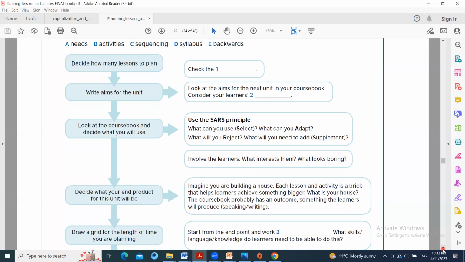You can say, check the what? We need a noun here because the comes before a noun, so check what? Here we think of them all again as nouns. So think of what? Check the syllabus. Check the syllabus.